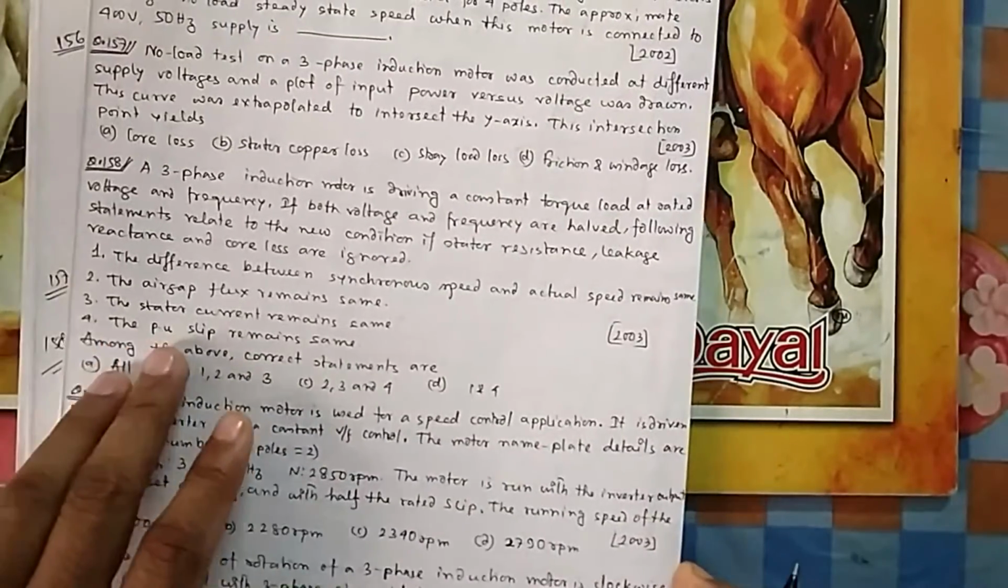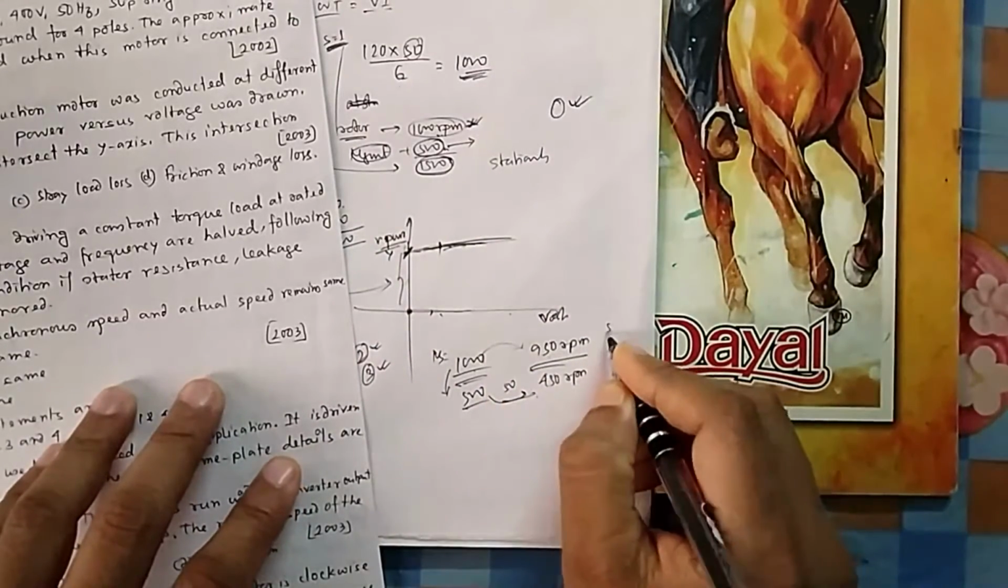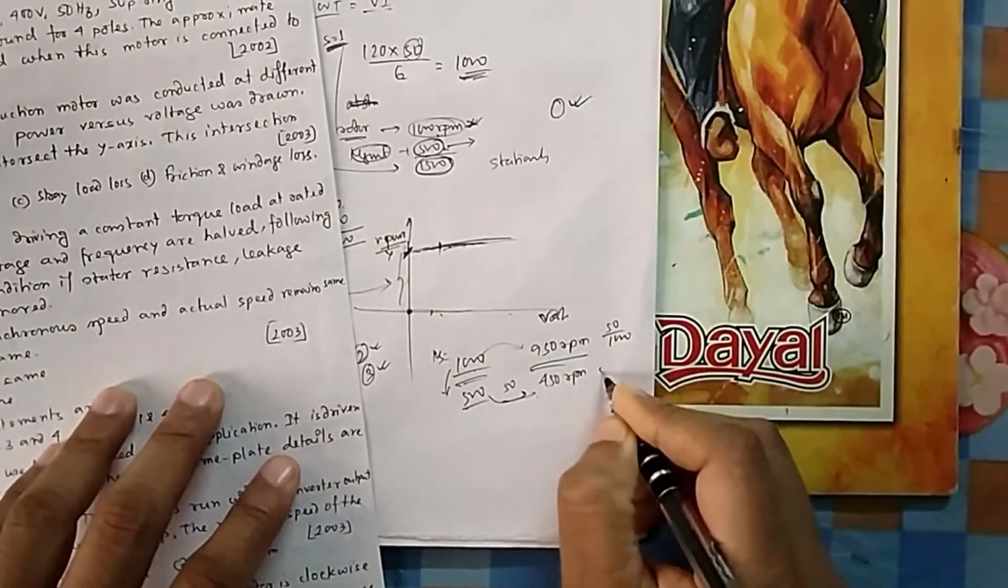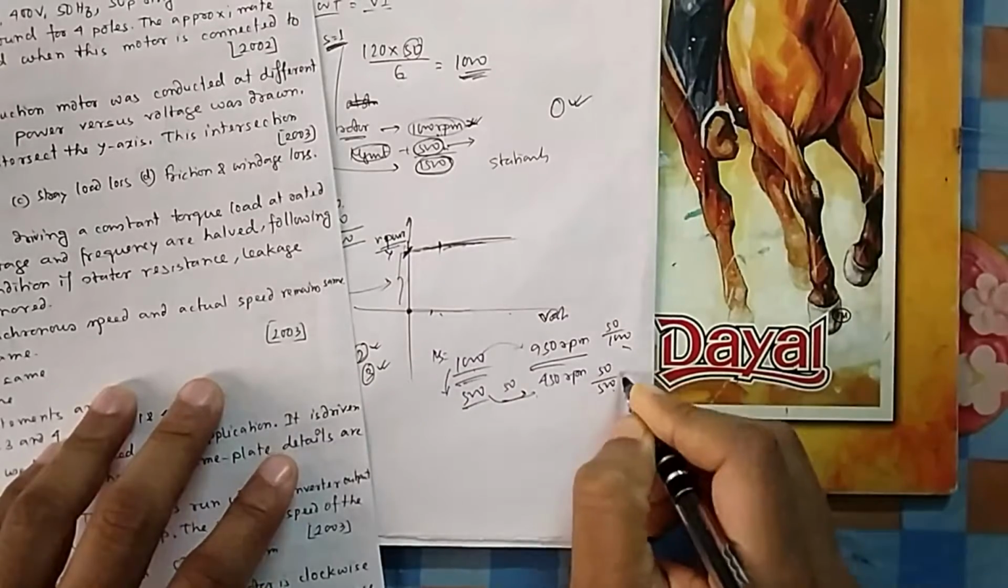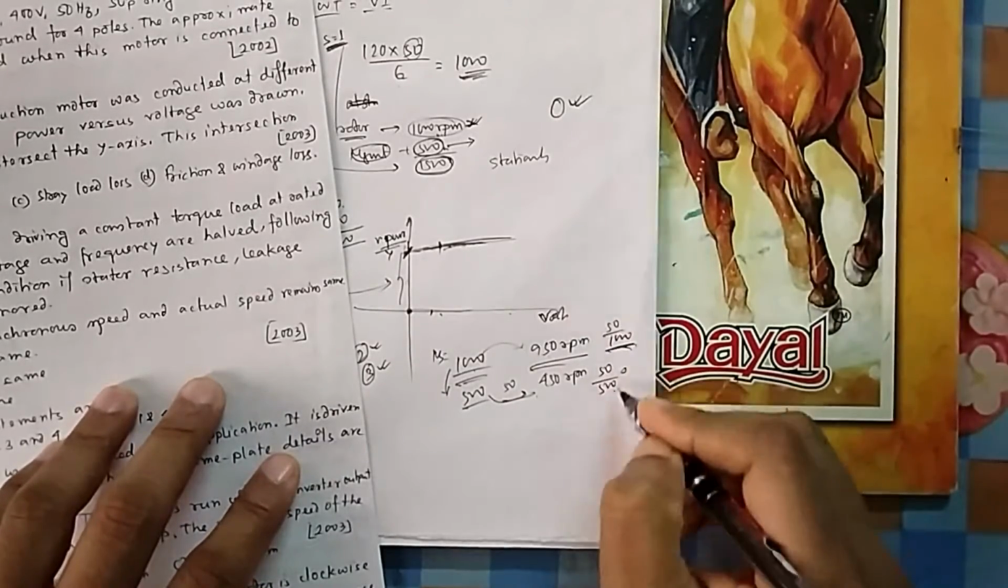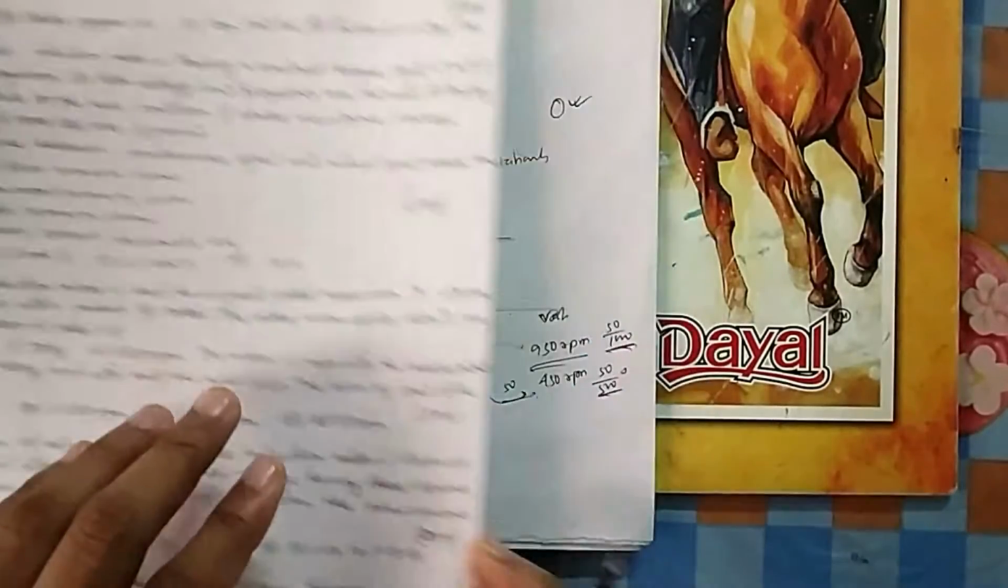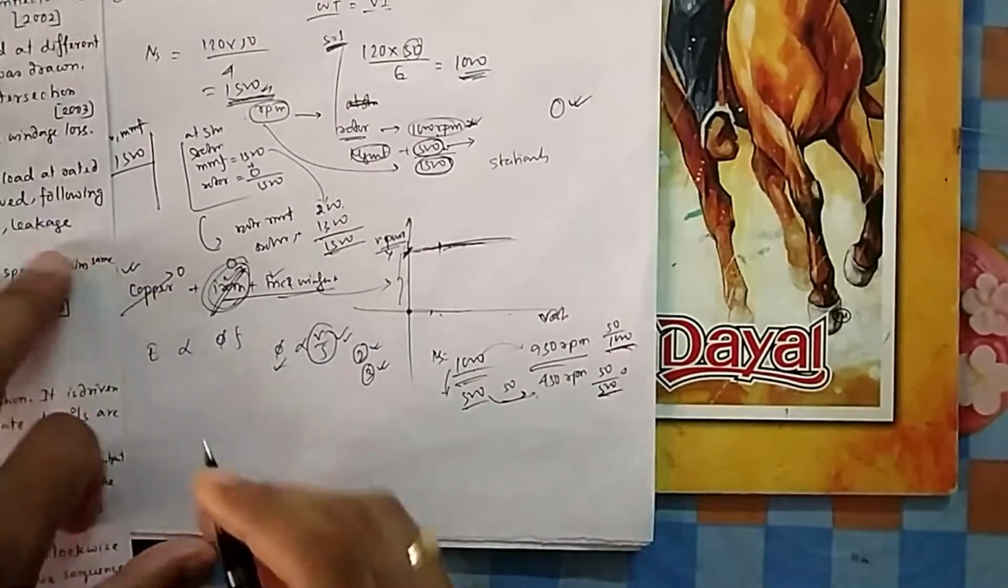Now if you think about the per unit slip, what is the per unit slip here? 50 by 1000. What is the per unit slip now? 50 by 500. So obviously the per unit values are not the same, because the base is changed, the synchronous speed is changed. So 4 is not the answer. So it is 1, 2, 3. That is your option B.